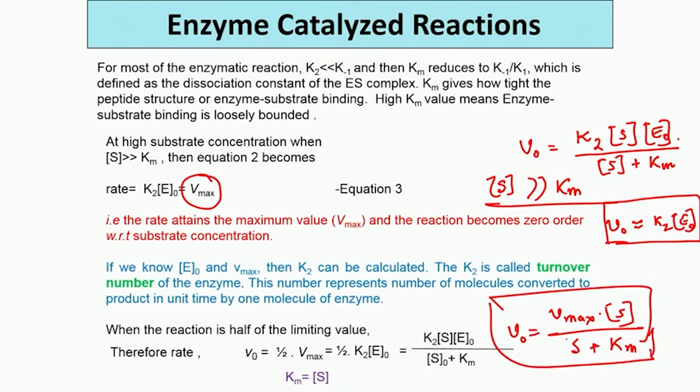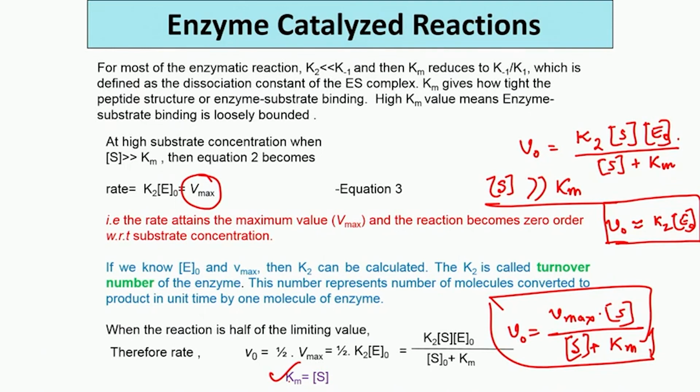Some interesting observations is that when your V0 equals half of Vmax, then if you put this value as half of Vmax, you will see that Km is equal to S. Okay. I think in the next session we will do the further analysis of these parameters.